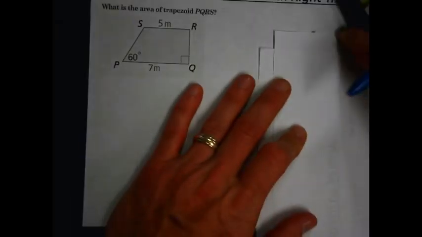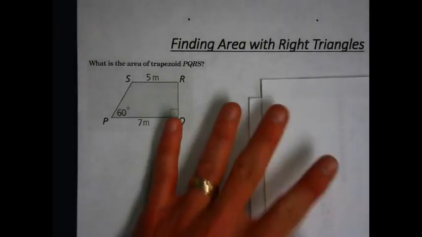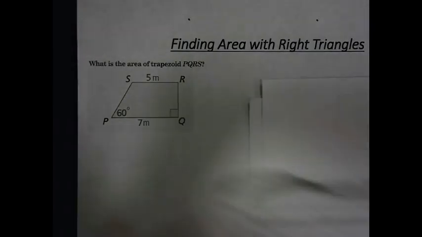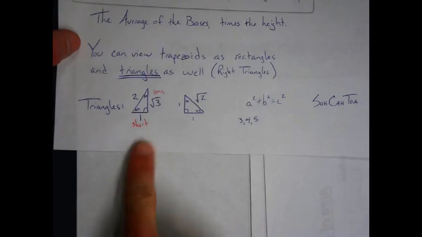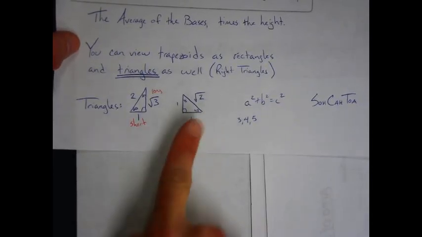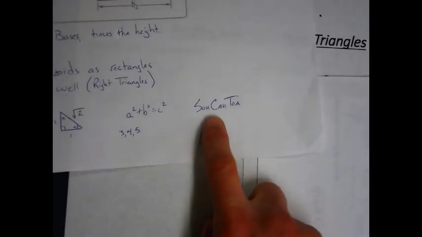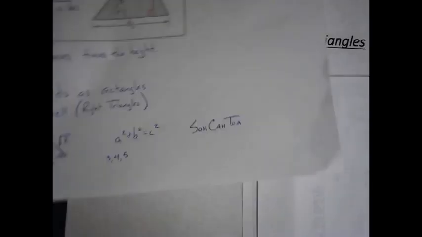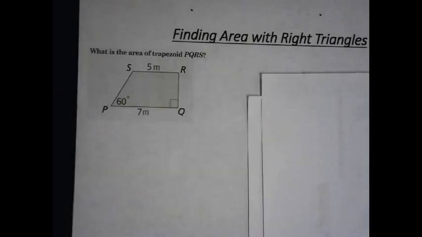Let's continue. So now what we're going to do is find the area with right triangles. Remember in the notes, when we talk about right triangles, we've got a bunch of things going on. We have our special right triangles, 30, 60, 90 and 45, 45, 90. We have the Pythagorean theorem, 3, 4, 5. We've got trigonometry, SOHCAHTOA. So a lot of things go on with right triangles. So, with that being said, find the area of this trapezoid, PQRS.